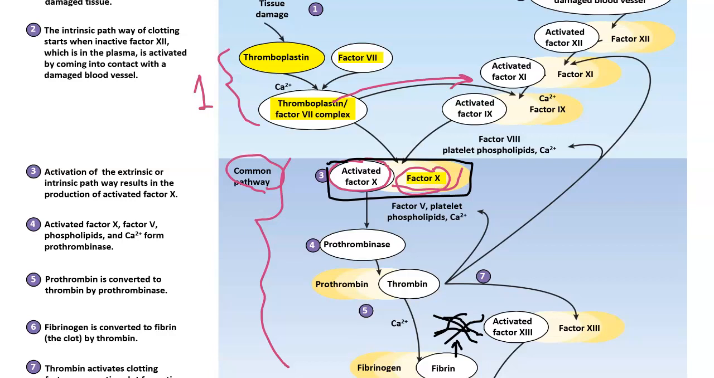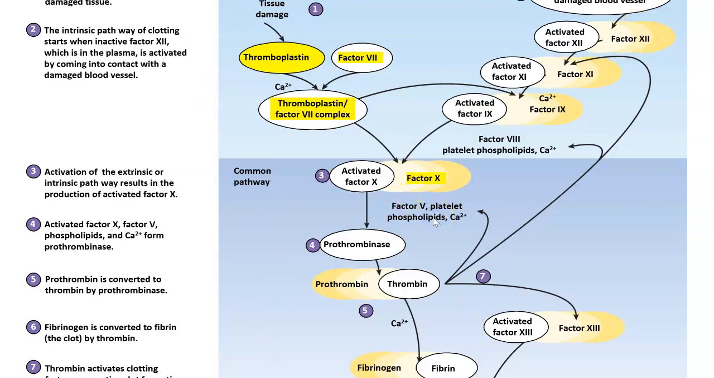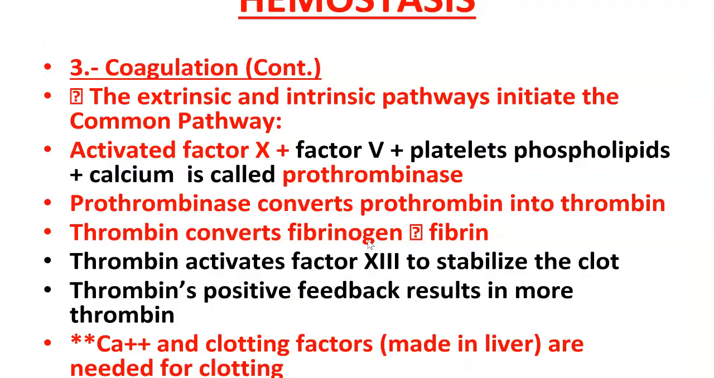Something else to remember is that the extrinsic pathway is shorter than the intrinsic pathway. Extrinsic pathway starts first. Okay, let me go ahead and go to the next PowerPoint. So remember that the extrinsic pathway and the intrinsic pathway, both of them end with the common pathway, with the activated factor 10, which creates prothrombinase. Prothrombinase converts prothrombin into thrombin. Thrombin converts fibrinogen into the fibrin fibers.